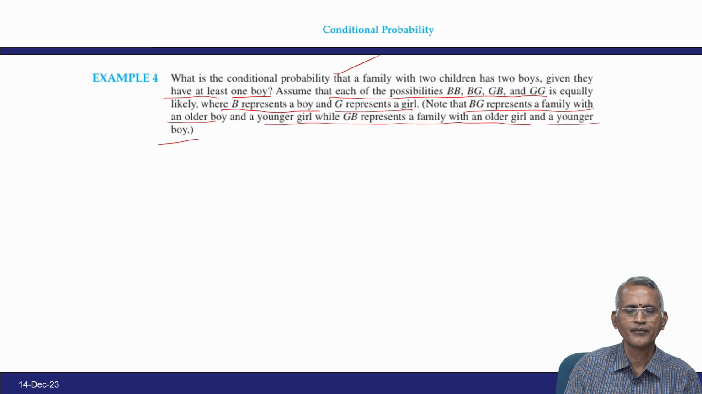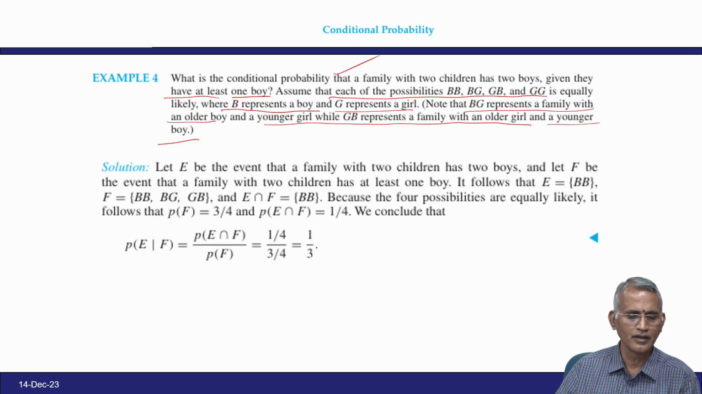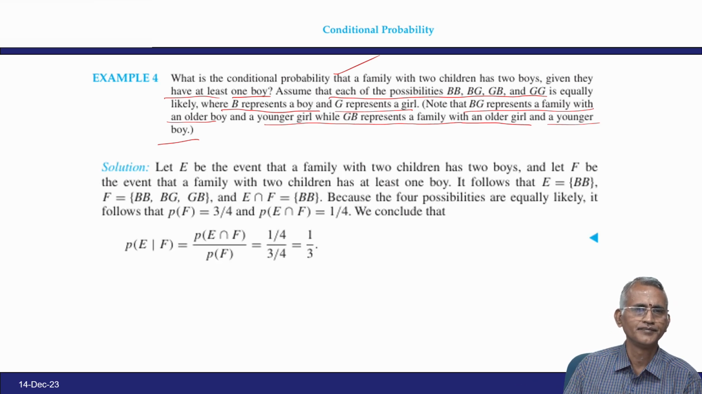So this way we design the BG and GB cases, so that we can calculate the probability that a family of 2 children has 2 boys, given they have at least 1 boy. So what is the probability? The solution is, let E be the event that the family with the 2 children has 2 boys.